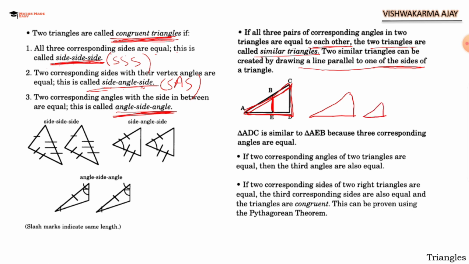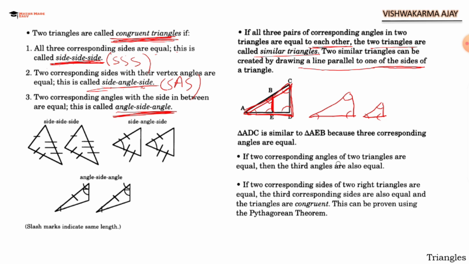Why? Because angles are the same. Because this angle is equal to this angle, and this angle is equal to this. Triangle ADC is similar to triangle AEB because 3 corresponding angles are equal. So they are similar triangles with the evidence of the angle, AA test.